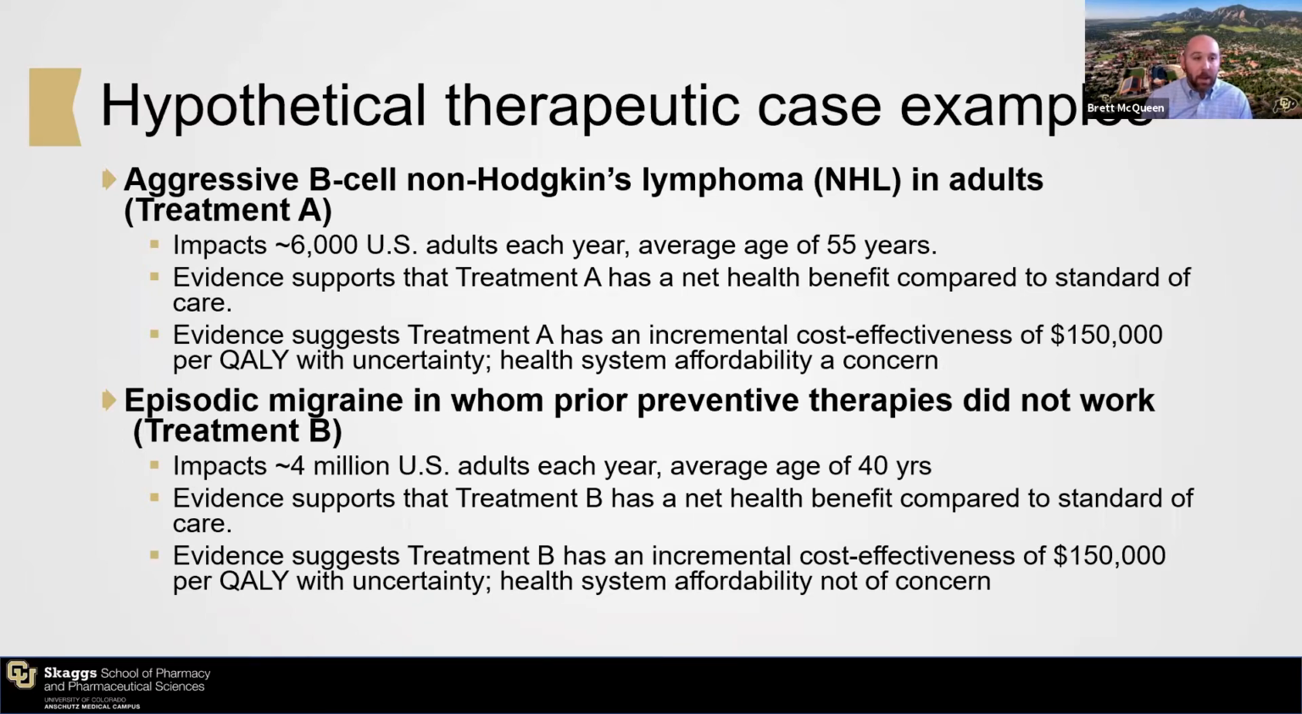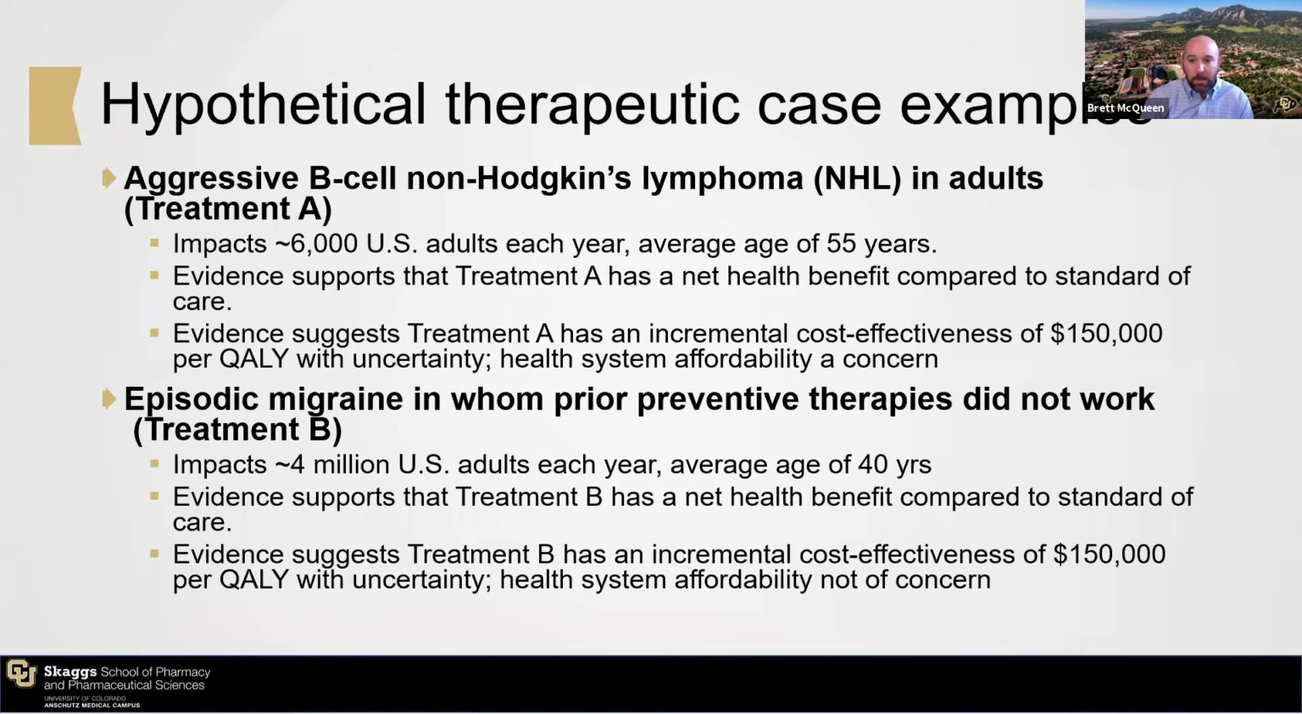Then we had treatment B, which is episodic migraine in prior preventive patients whom prior preventive therapies did not work. This impacted a larger population, but also had a net health benefit and had very similar cost effectiveness evidence. Health system affordability wasn't necessarily a concern. The price of the therapy was presented as a little bit lower, with discontinuation being quite high, and therefore not necessarily having people on it for a really long time. So those are our two cases. Next slide, please.